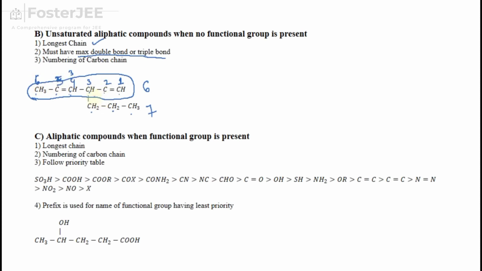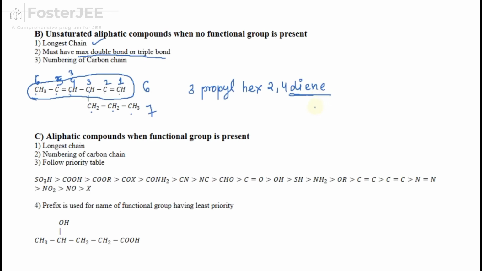So here we can see that at third carbon, 1, 2, 3, a propyl group is present, and the root name will be hex, and there are 2 double bonds. So hex-2,4-diene, because diene is the suffix for two double bonds. So the name of the compound is 3-propyl hex-2,4-diene.